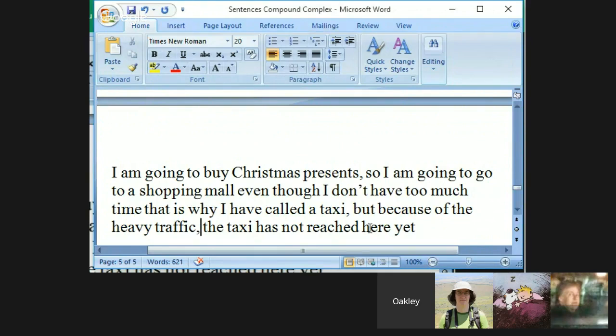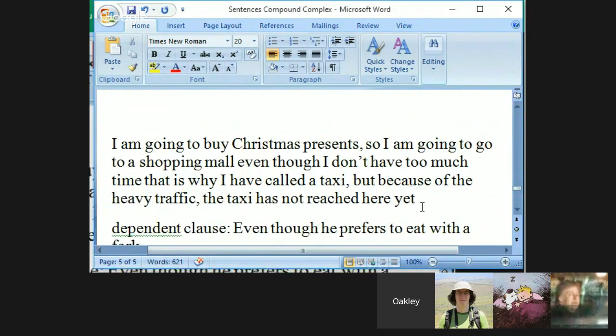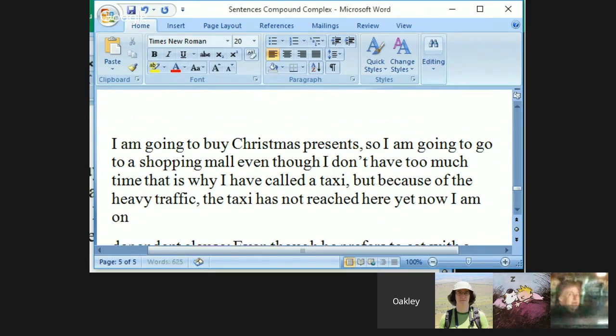Okay, one more. Julietta, can you sneak in one more clause? A 6-clause sentence? Now I am on the fence. No, I am what? On the fence? You're on the fence? About what? Yeah. Whether to go by bus instead. Interesting. Okay.